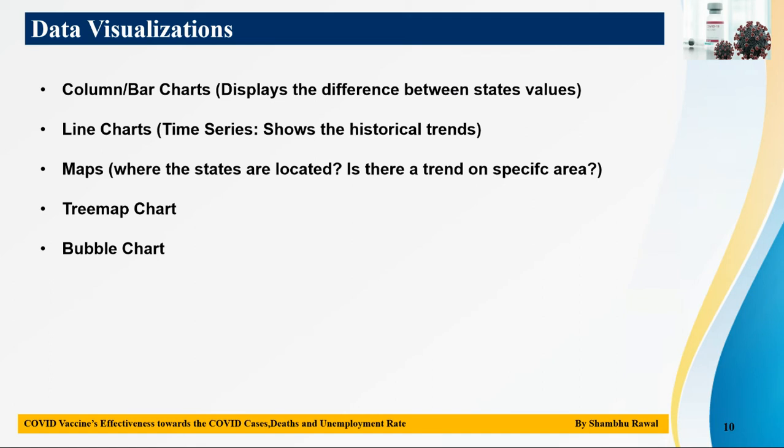For the data visualizations, I prepared a few charts in Tableau Desktop. The column bar charts display the difference between state values, and then I prepared line charts for time series, which show the historical trends. I also prepared the map chart where the states are located. Is there a trend in specific areas? I also prepared a tree map chart and a bubble chart.